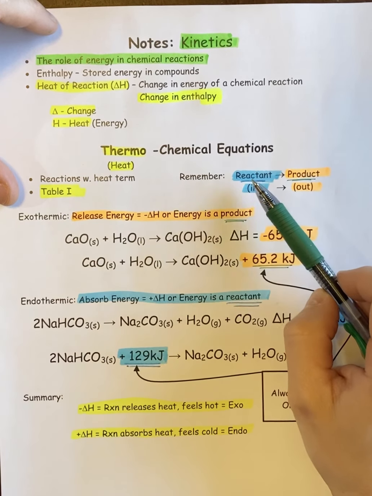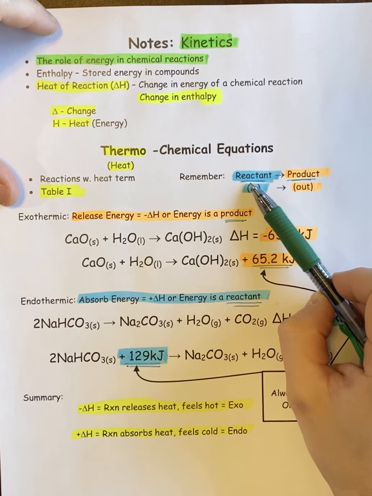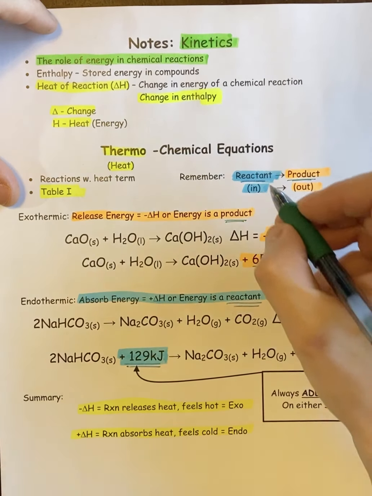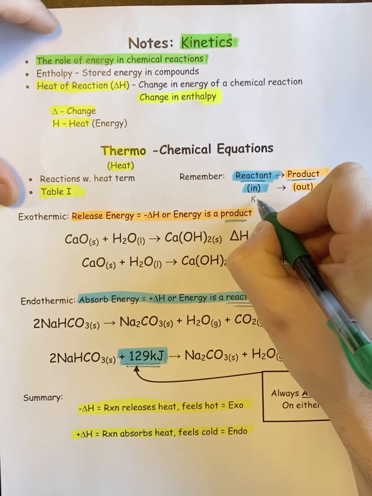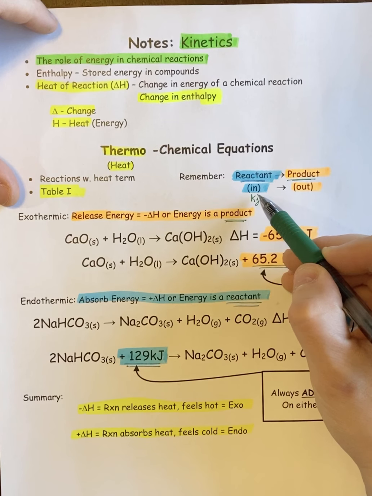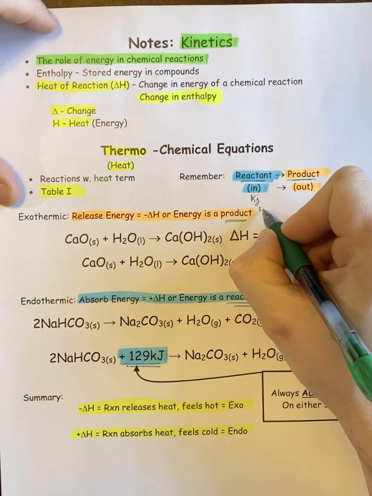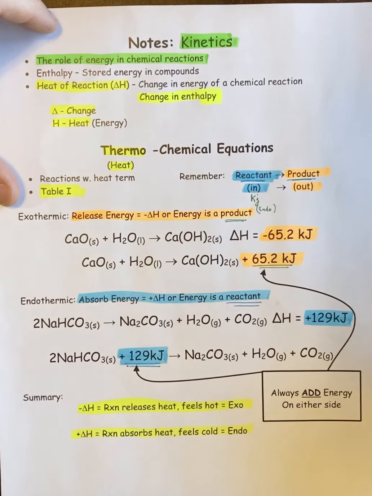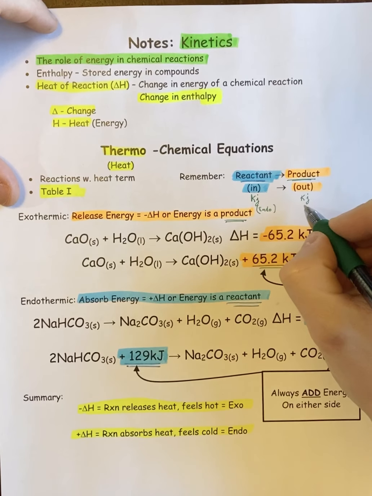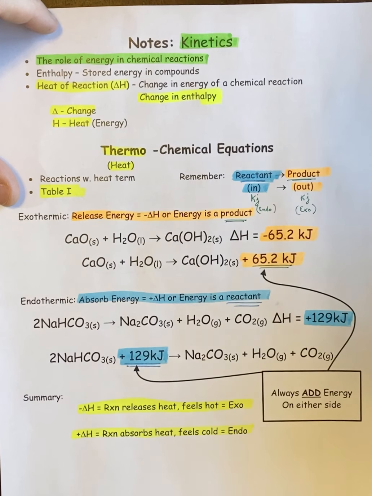And just a reminder, everything on the left is a reactant. Everything on the right is a product. If it's on the left, we say it's going into the chemical reaction. And if it's on the right, it's coming out of the chemical reaction. So another way of saying that is if kilojoules was on the left, then it would be going into the reaction or being absorbed. We would call that an endothermic reaction. And if you saw the kilojoule term on the right, then it would be leaving the chemical reaction and it would be an exothermic reaction.